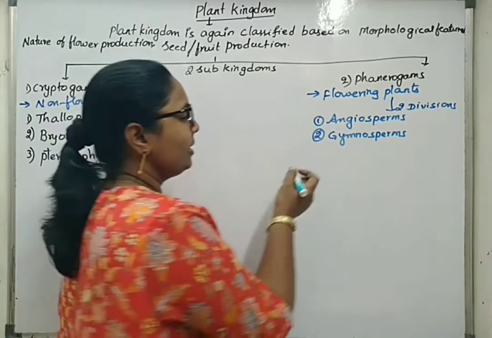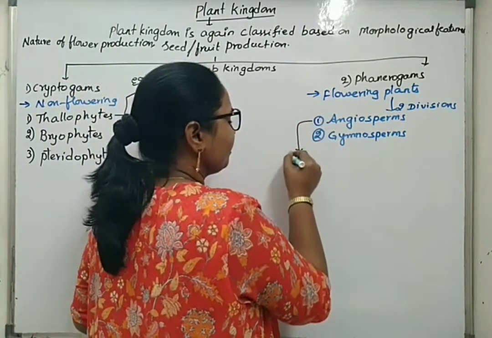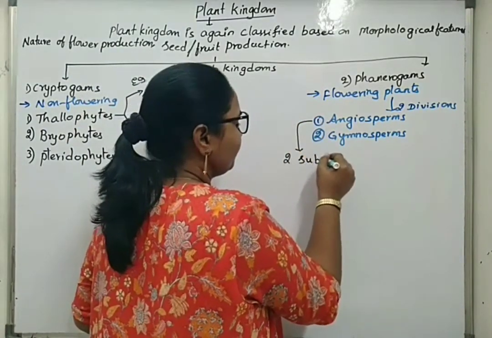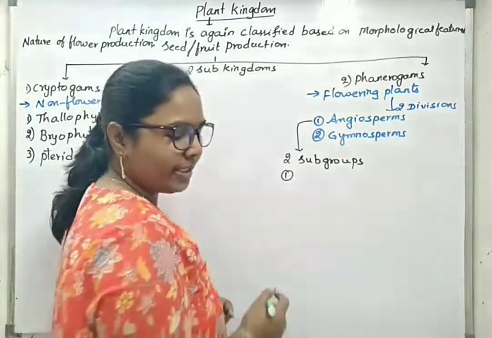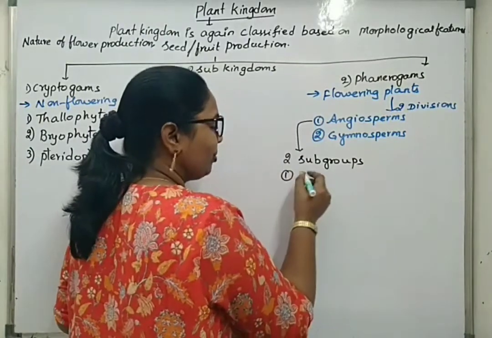This is again divided into 2 subgroups. First one, dicotyledon and monocotyledon.